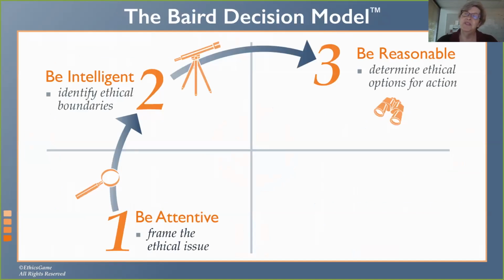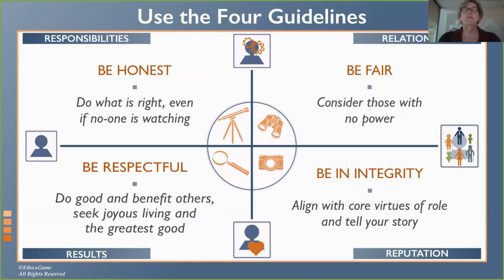Once I'm intelligent, once I've identified the ethical boundaries I have to live with, I now get to determine my ethical options for action. As I'm making this decision, I have to think about the core values of each lens. How can I be honest and do what's right, even if no one's watching? How can I be respectful, do good, and benefit others? How can I be fair and consider those without power? How can I act in integrity with the core virtues of my role, with who I am as a human being?